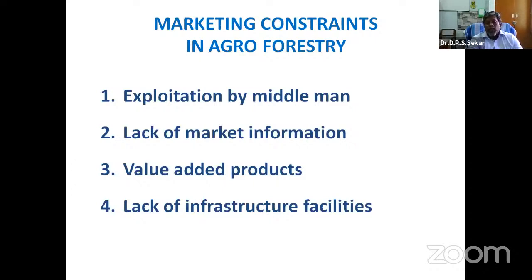Again, the lack of infrastructure facilities. As in the case of agricultural produce, a lot of infrastructure facilities are being created. This needs to be extended to agroforestry crops and value-added products too. They are looking for these kinds of facilities from the state and the government agencies.